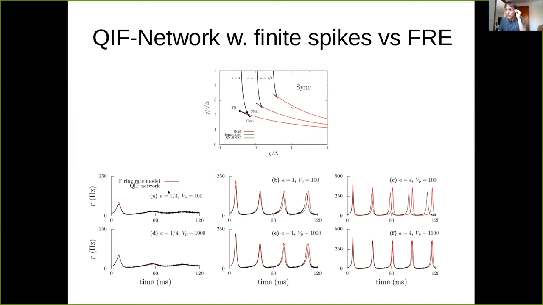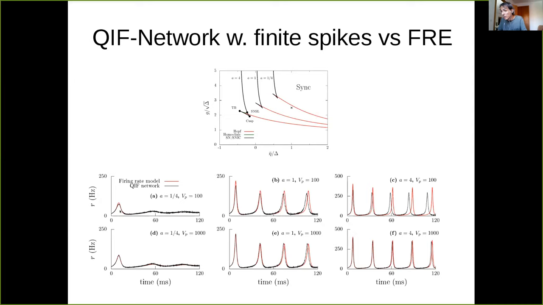And finally, let me show you results of simulations. I consider eta to be 1 and g to be 2.5. I'm here in this cross, and I'm changing the value of a. In the first row, I show you a equal 1/4, and the peak value now is 100. And you see that we don't have oscillations here, we don't have synchrony, because we are outside this area.